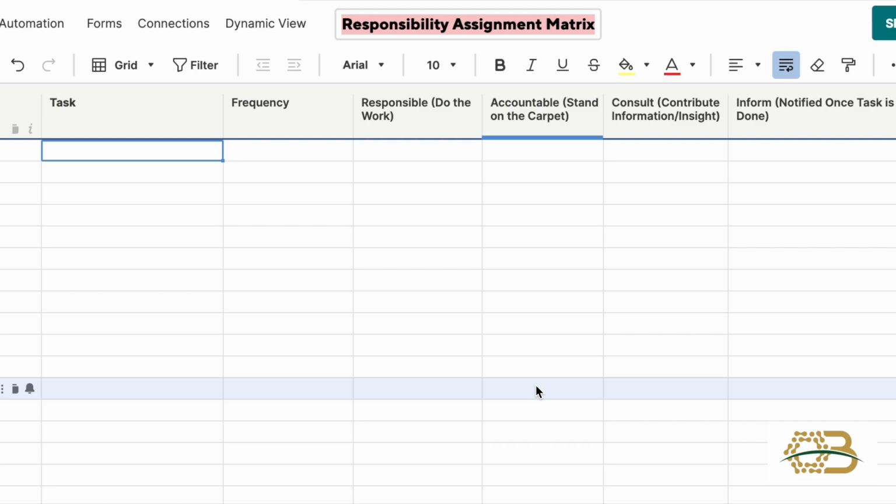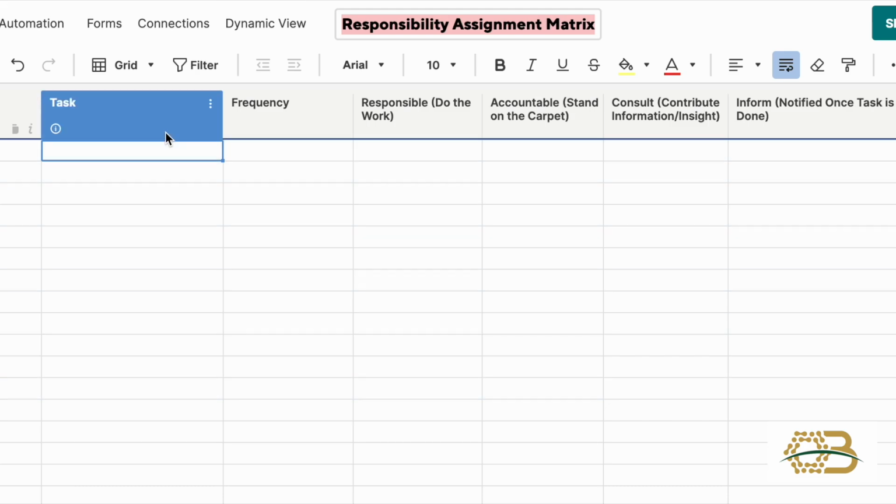A tool that we commonly use in the project management world, but can be easily adapted and utilized in the operational space, is called a Responsibility Assignment Matrix. It is designed to delineate who is going to do what task on the various teams that operate within your organization. One of the most common ones that we use is called a RACI chart: responsible, accountable, consult, inform.